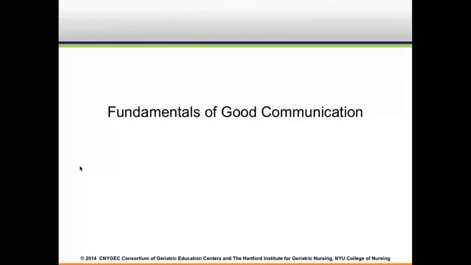Let's talk now about some fundamentals of good communication. These are very simple ideas. It's not rocket science, but the important part is we hope that you will think about them when you are in a conversation that is not going well, because if you can recognize these fundamentals, you can really start to think about what you can do to change the course of the communication episode and make it better.